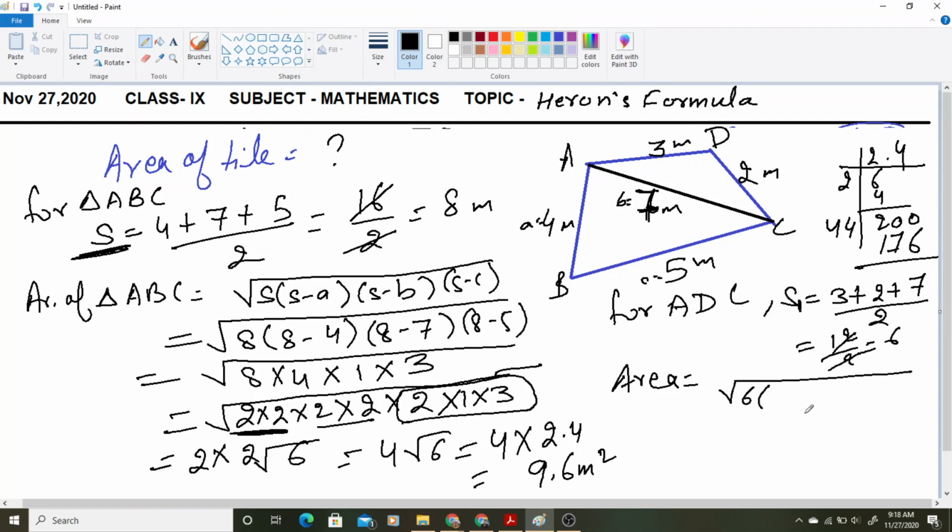Okay, actually there is a problem. Can anyone tell me what's the problem here? Anyone having any idea about what is the problem in this question? There is a problem. Sir, 6 minus 7. We can't subtract 7. See, we can subtract, we will get -1. And we are not having any formula to calculate under root -1.